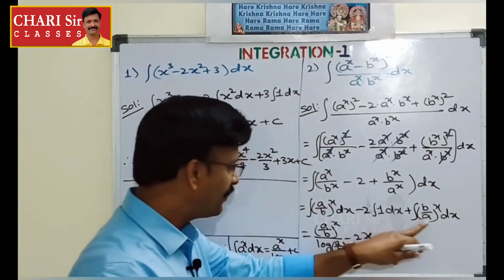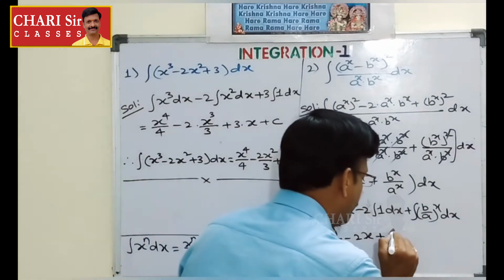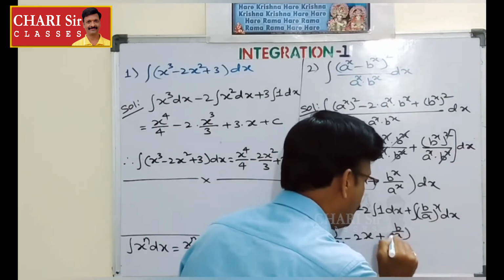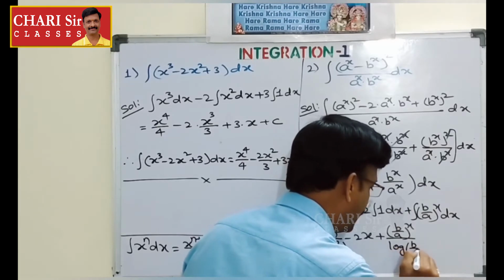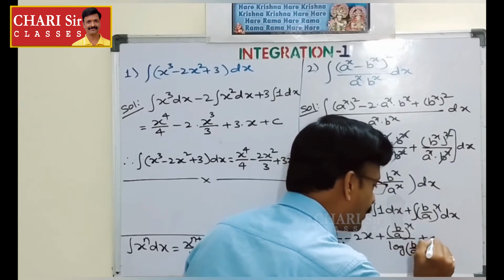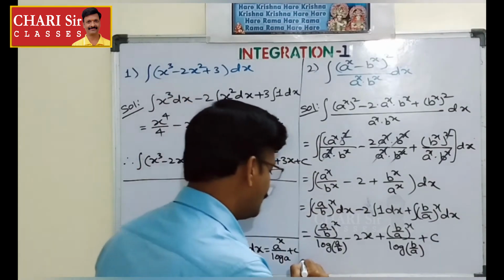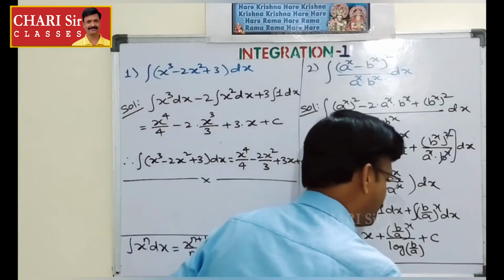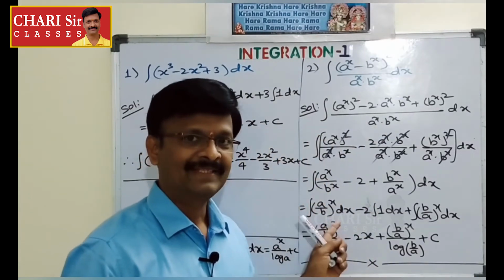plus (b by a) whole power x. Integration of (b by a) whole power x, you can still use this integration of a power x formula, that is (b by a) whole power x by log of b by a, and compulsorily we need to write plus c. This plus c is the integral constant. So this is your final answer. This is a very important question. Many times it is given in our board exams.